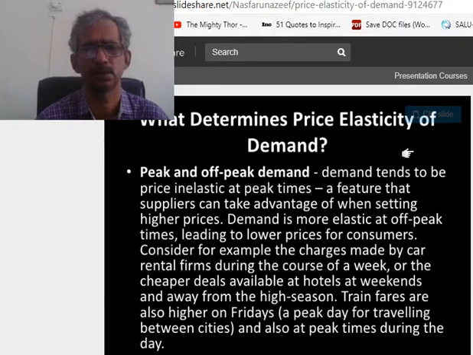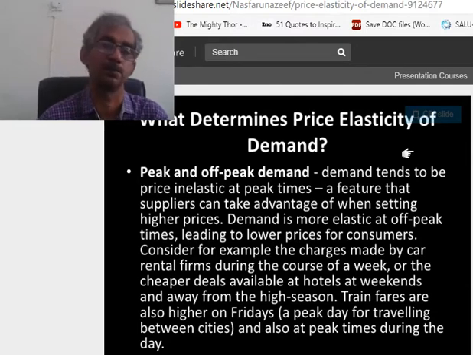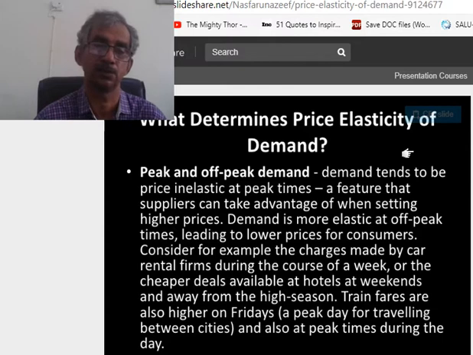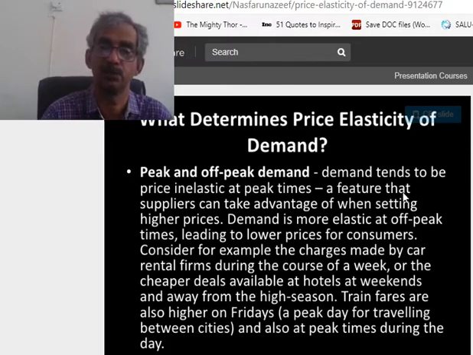Another factor which determines the demand is peak and off-peak demand. The demand tends to be price inelastic at peak times, meaning in the peak hours. At that time people are not responding much to changes in prices, a feature that suppliers can take advantage of when setting higher prices. Demand is more elastic at off-peak times, leading to lower prices for consumers.